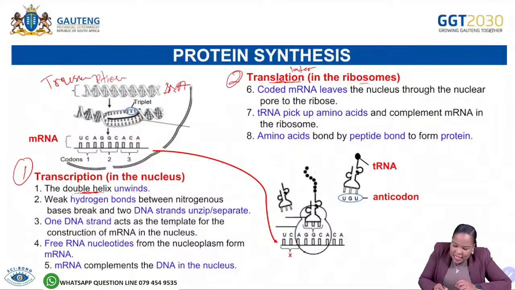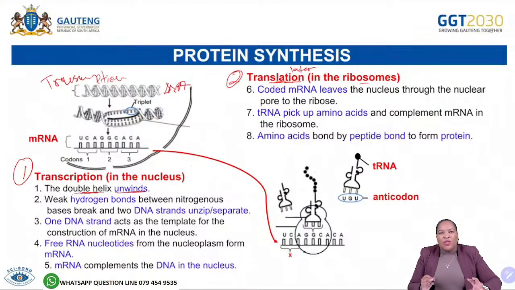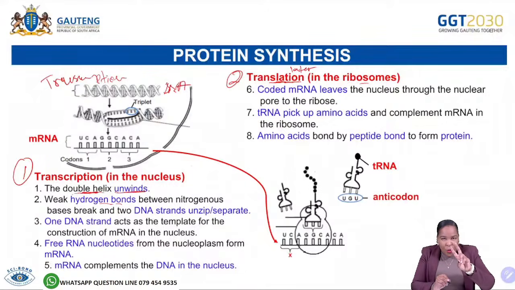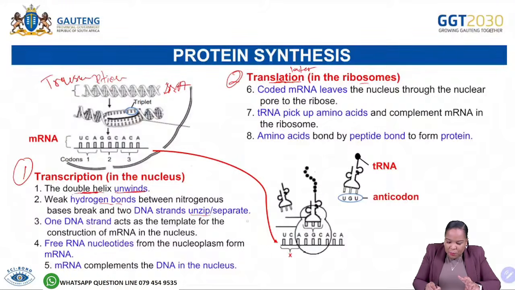What is important here? Please make sure that you say the double helix unwinds, not just DNA. Just say double helix to be technically correct. Then the weak hydrogen bonds, now you are following the flow. The weak hydrogen bonds between the nitrogenous bases do what? And the two DNA strands unzip and separate, or you can say they break.